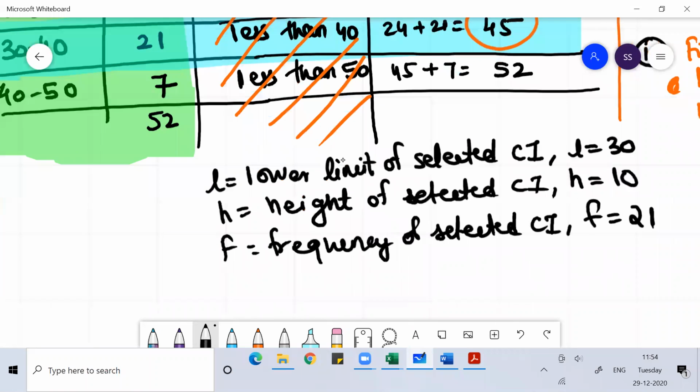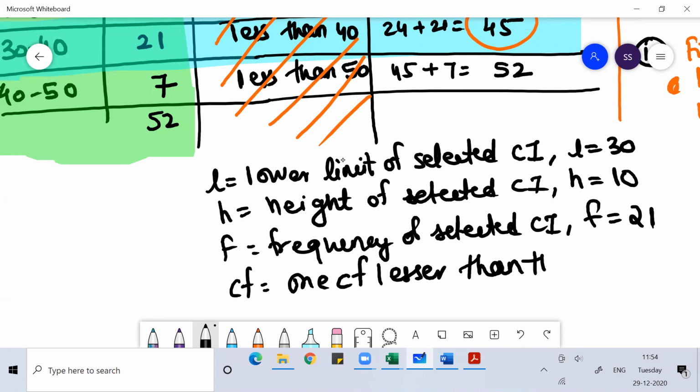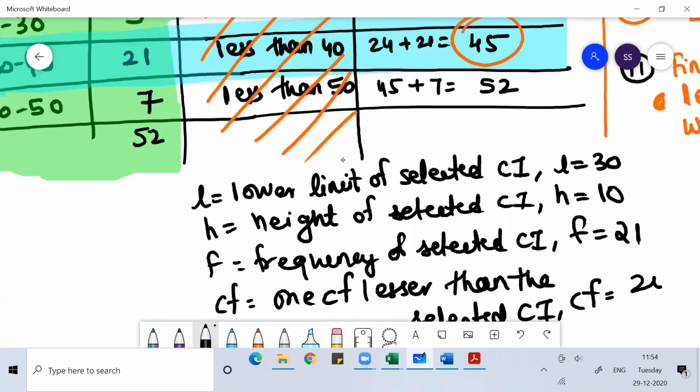What is CF? CF is the cumulative frequency lesser than the selected class interval. That is CF. The CF here is equal to 24.